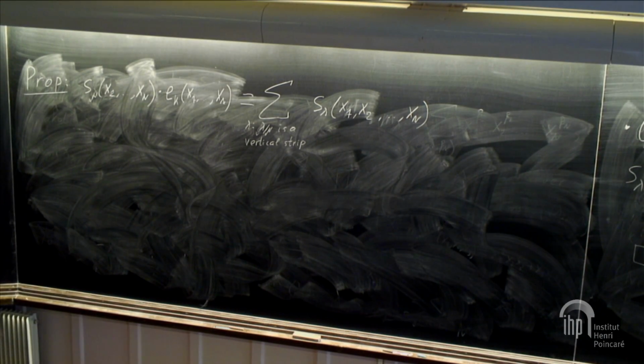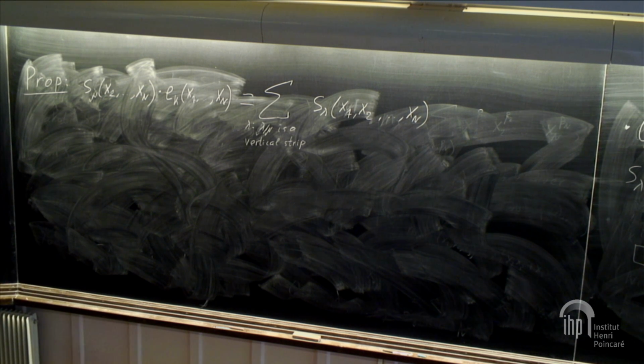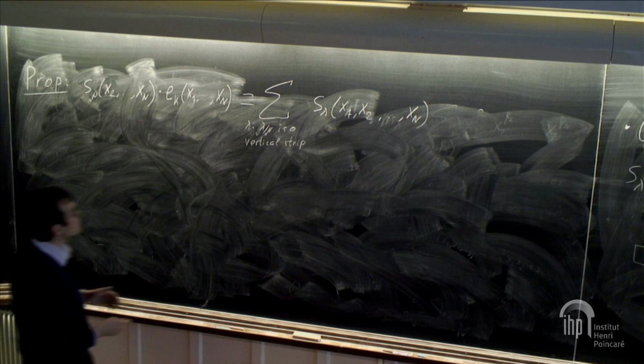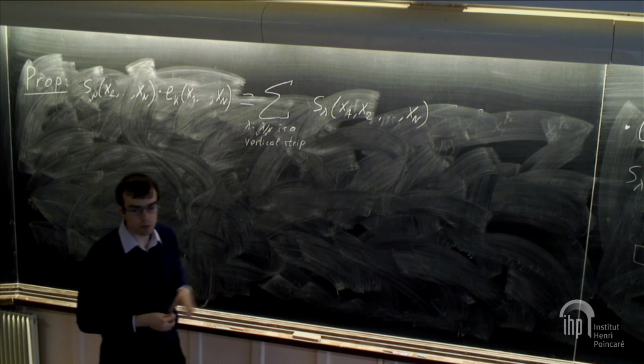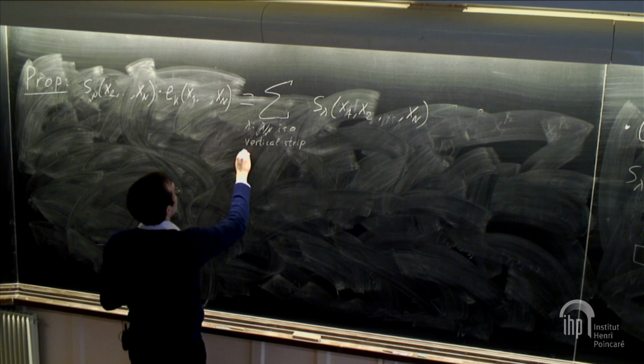So this is about how to multiply a Schur function and an elementary symmetric function. This is probably called Pieri's rule, one of its versions. The skew shape is a vertical strip with k boxes.